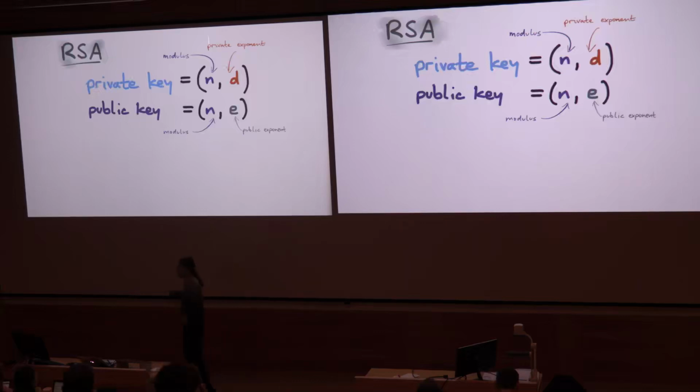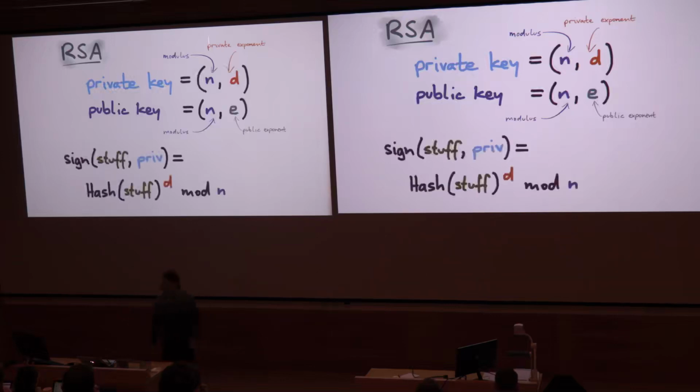So if you remember how RSA works, a private key and a public key each consist of two numbers. They share one number, n, which is called the modulus. That's this product of two primes thing that you may vaguely remember. And then there is a private exponent and a public exponent. The private exponent is what makes the private key, and the public exponent can be known by anyone.